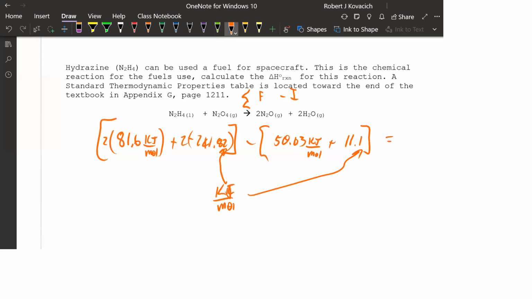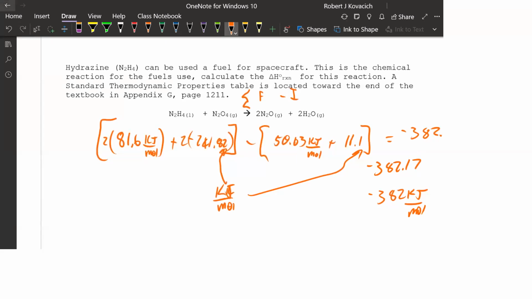And so I get negative 382.1. I don't know why I can't write over there. Sorry. Negative 382.17. Looks like we only have 3 significant figures. So negative 382 kilojoules per mole. That would be our answer for this heat of formation.